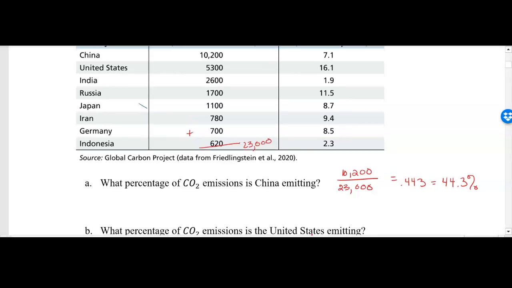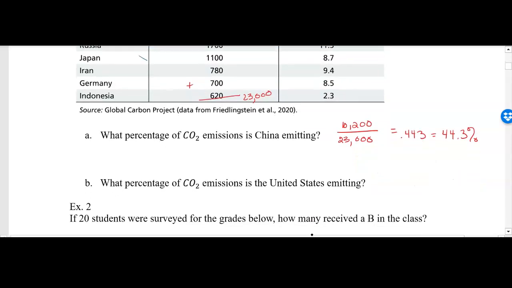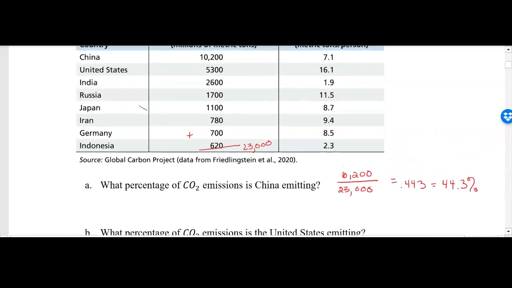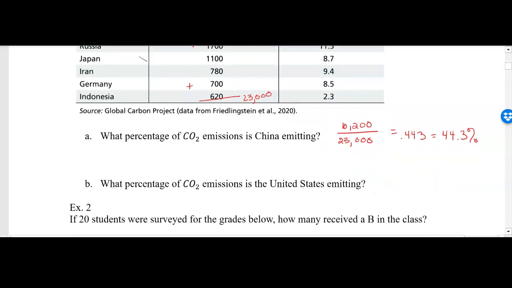Now the second question says, what percentage of CO2 emissions is the United States emitting? Okay, well, we already know the whole, so we've got that. So we're going to go back up to the United States. That's going to be this number right here, the 5,300. All right, so now we're going to say 5,300 divided by 23,000. And so put that into your calculator, and we get about 0.23, which is roughly 23%.